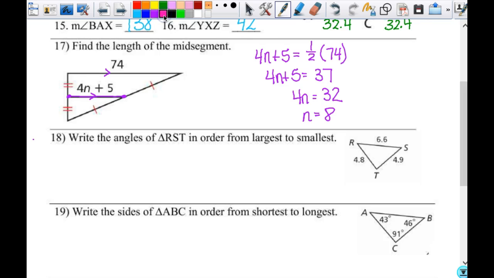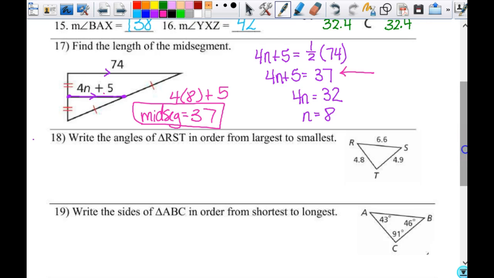But it didn't ask me for n, it asked me for the midsegment. I need that, but then I got to plug it back in right here. So 4 times 8 plus 5. So that's 32 plus 5, which is 37. Where else did we just see that number? Right here, right? Since it didn't ask me for n and it just asked me for the midsegment, I really didn't have to solve for n. Read the question. Just saying. Get the same answer though, but you didn't really need it.